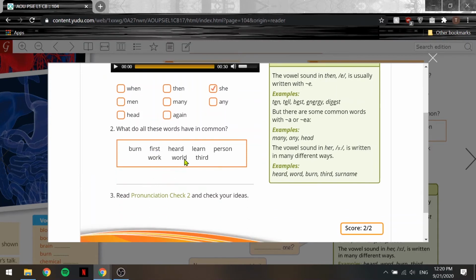What do all these words have in common? So you have burn, first, heard, learn, person, work, world, third. As you can see, they all have the same vowel sound. Okay, so we'll say they all have the same, sorry about that, vowel sound. Okay, so burn, first, heard, learn, person, work, world, and third.